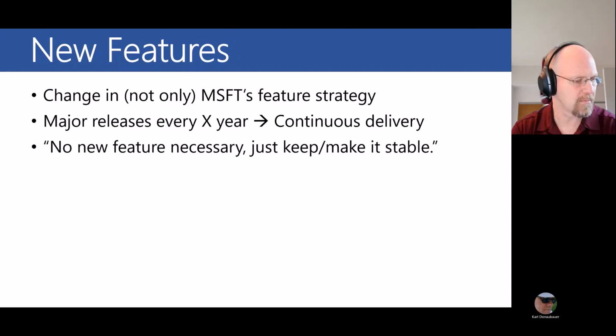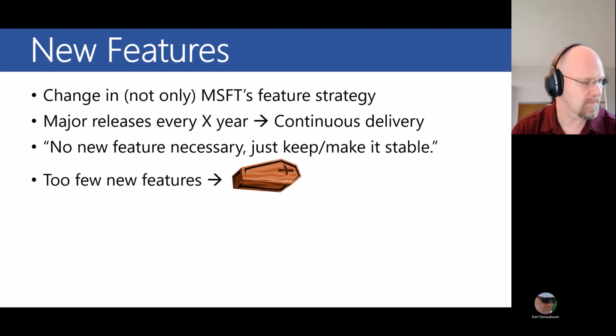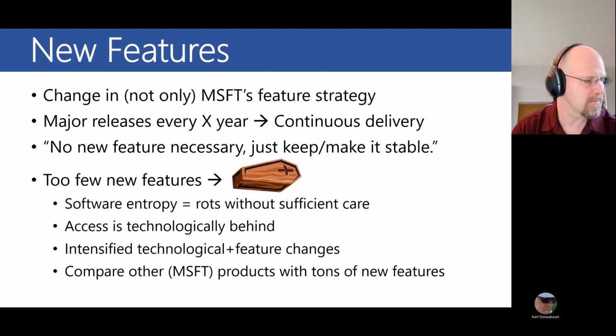And I often hear when I discuss with colleagues, Access colleagues, the opinion that we don't need new features. We would be lucky if they just would keep it stable, make it stable. And I think this is wrong, because if you get few new features, a product is essentially dead nowadays, because there are some principles and some problems with the features. There's a software entropy, and software just rots without sufficient care and new features. And Access is behind technologically, as you saw, hopefully in the last points.